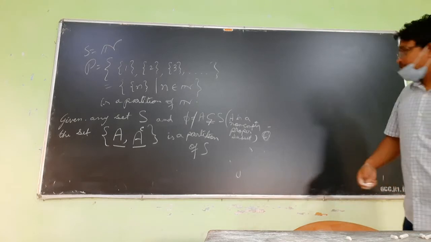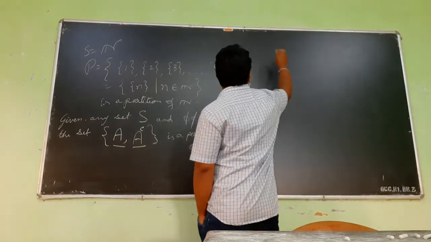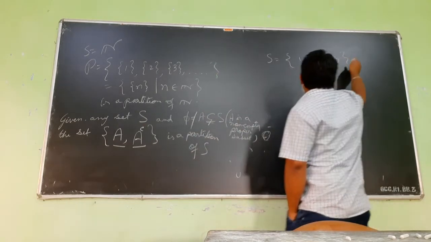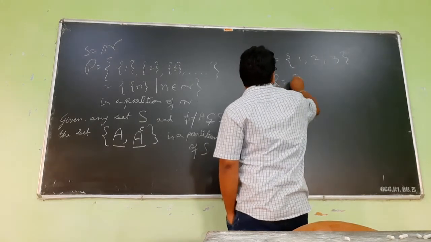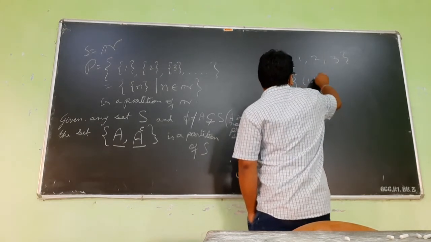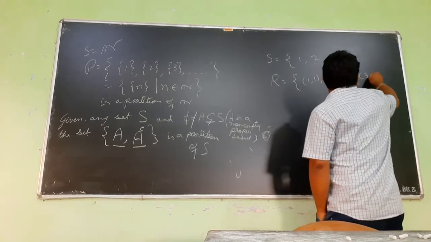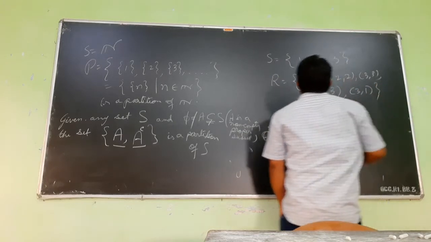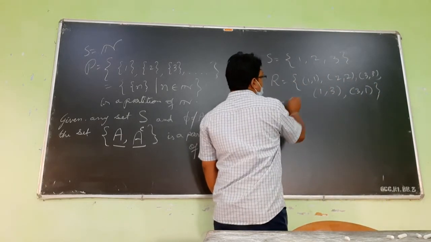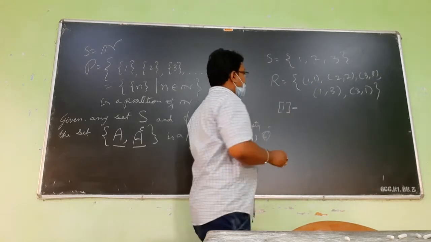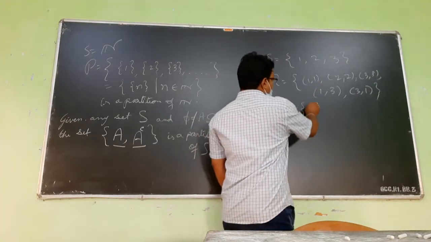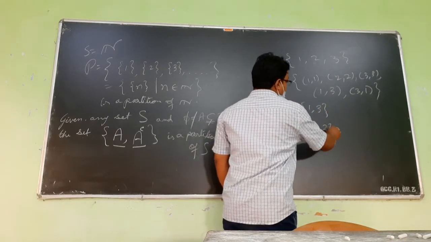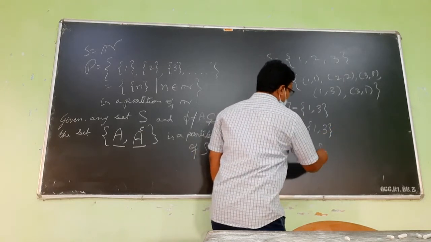So now recall the equivalence class. I had given one example, something like this. S is the set {1, 2, 3}, and R is the relation, say (1,1), (2,2), (3,3), and also (1,3), (3,1). So here, this is the equivalence relation. What is the equivalence class of 1? {1, 3}. Equivalence class of 3 is also {1, 3}. And the equivalence class of 2 is only the singleton.